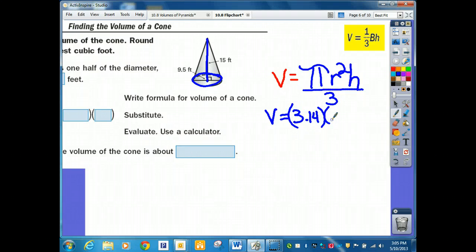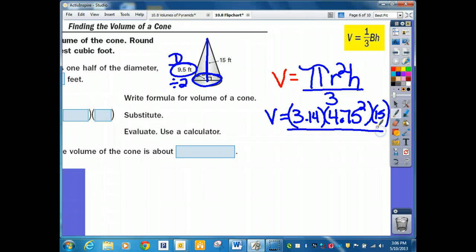Times, what's my radius here? 4.75. Nice. Because what is 9.5? That's my diameter, so divide that by 2, I get 4.75, and then we have to square that, times the height, which is 15. The height is 15. Divide that by 3. Volume equals 3.14 times 4.75 times 4.75, because it's squared, and then times 15.